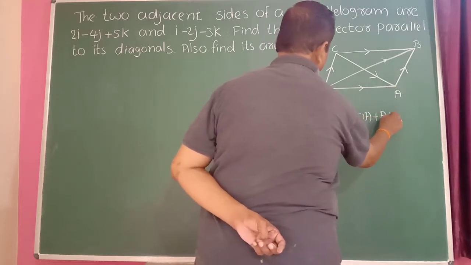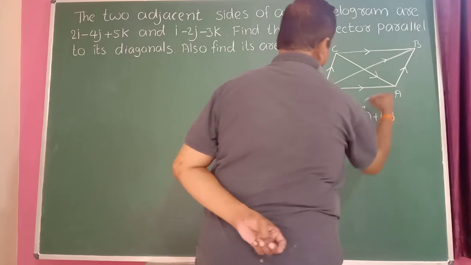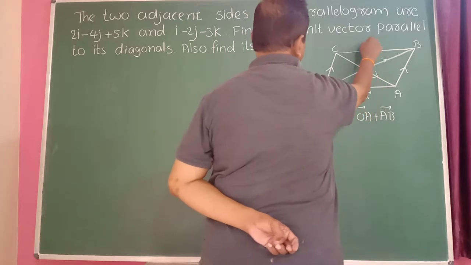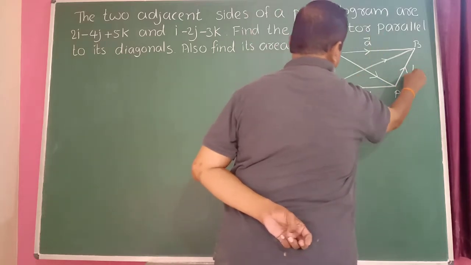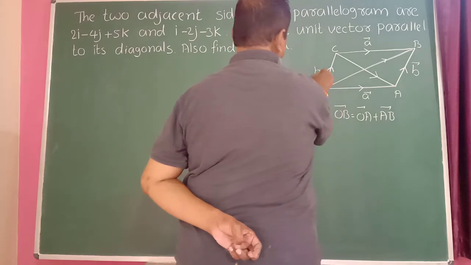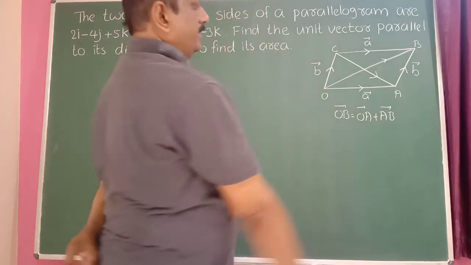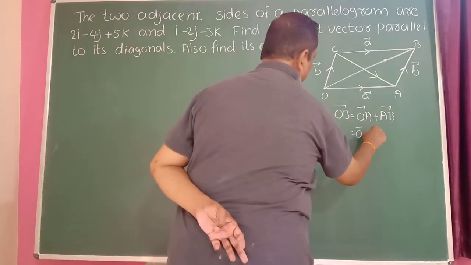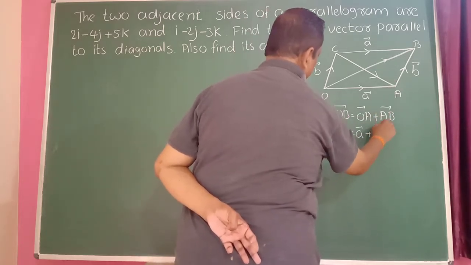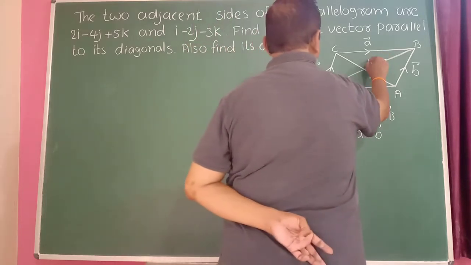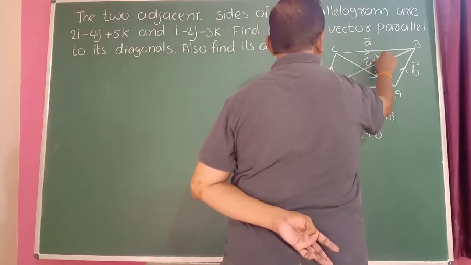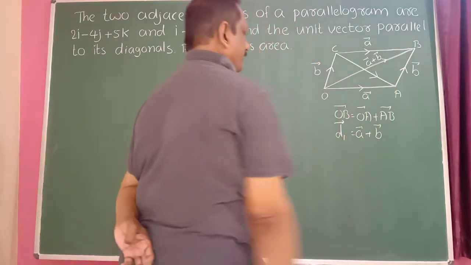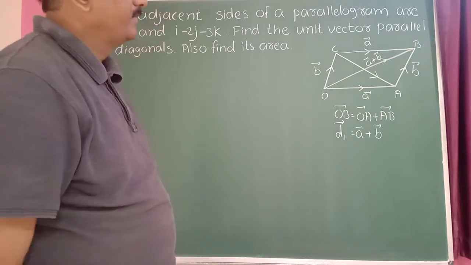OA plus AB. Suppose we take this vector, this side, as A bar, then this side is also A bar. If I consider this vector as B bar, then this side is also the vector B bar. Hence, OA bar is A bar and AB is B bar. Here, this diagonal is given by A bar plus B bar. Consider this first diagonal D1, D1 equal to A bar plus B bar.